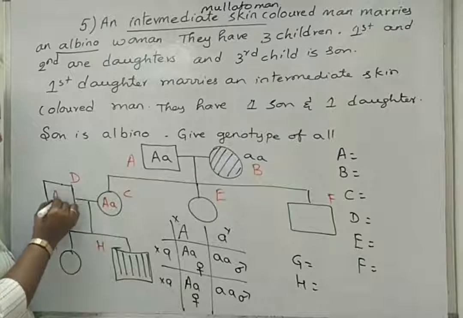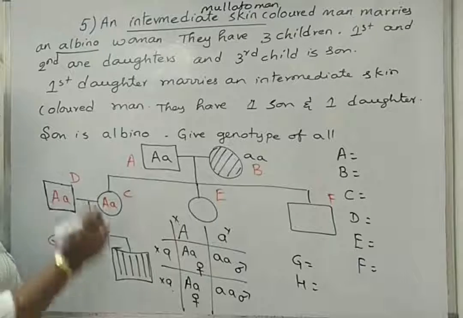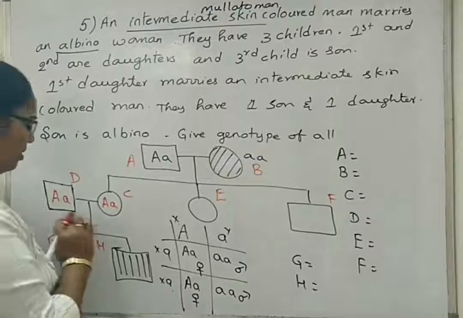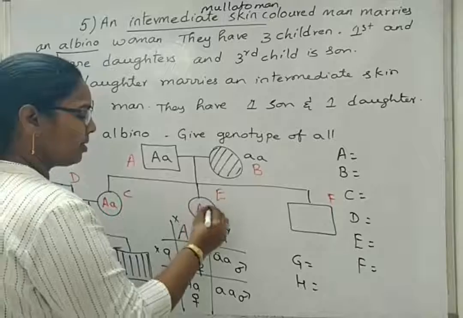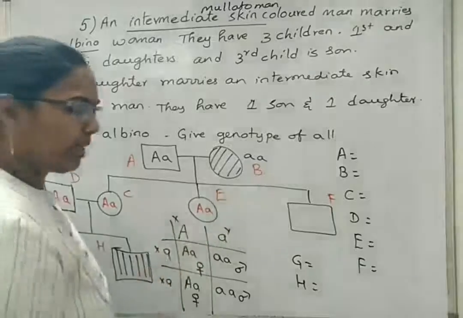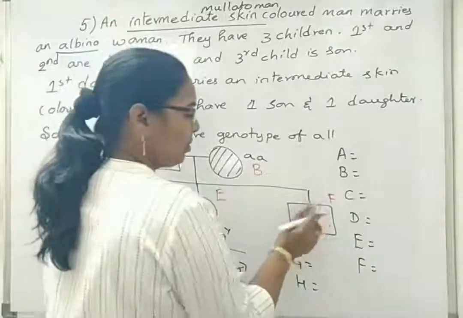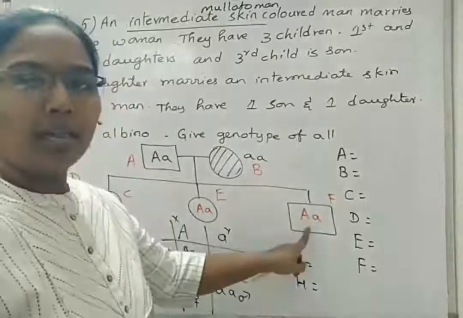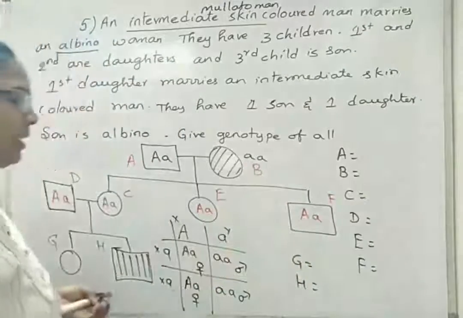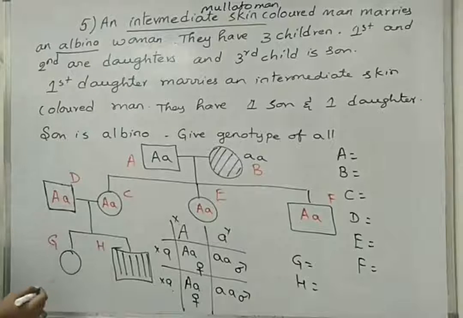Again they are telling that this woman married an intermediate skin colored person, so we have to write like this. But here what is happening? She is also intermediate, but she did not get married to anyone. But what about this male? The male is also not purely albino. He is also intermediate only, heterozygous only.